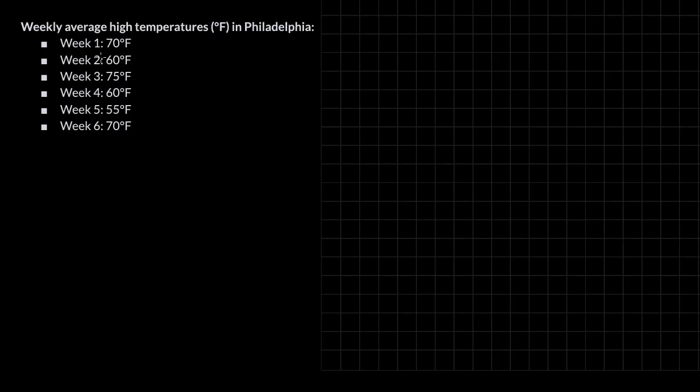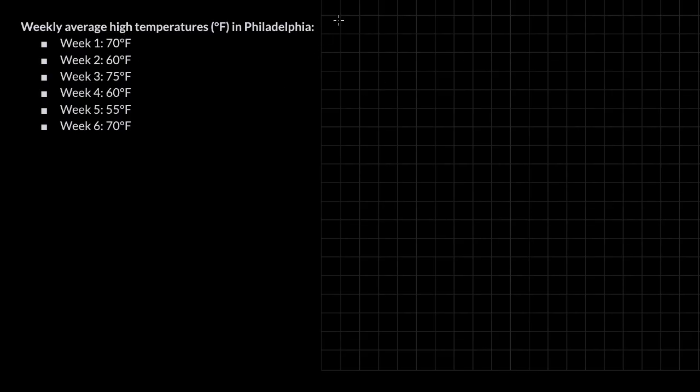And now let's think about how I want to plot it. So I'm going from week 1 to week 6. So my x-axis, this is the independent variable right over here. I just have to have these positive integers from 1 to 6. And then my dependent variable, the temperature, it looks like it goes between 55 and 70 degrees. So I want to make sure I have enough space for all of that.